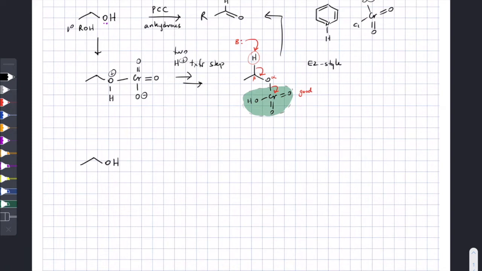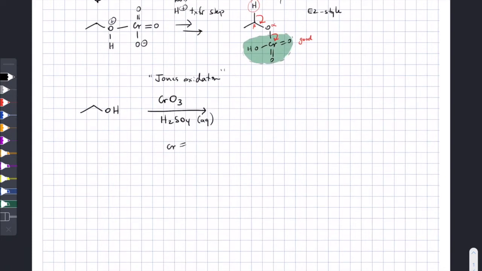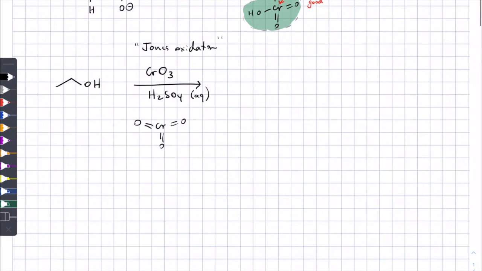So you can use a chromium reagent. Your text has 2 or 3 ways to do this, though I'm going to only ask you to be responsible for one. Sometimes people call this the Jones oxidation, and it occurs in aqueous solution. The reagent CrO3 is just chromium bonded to oxygen 3 times.